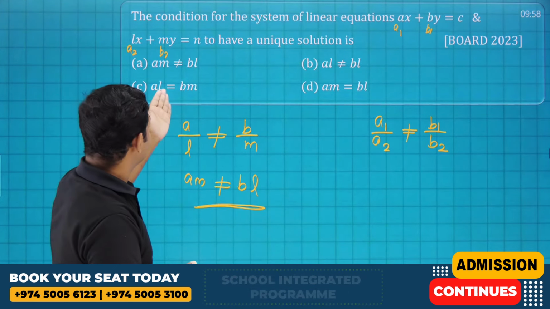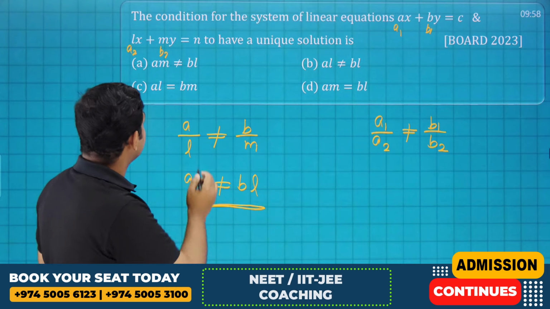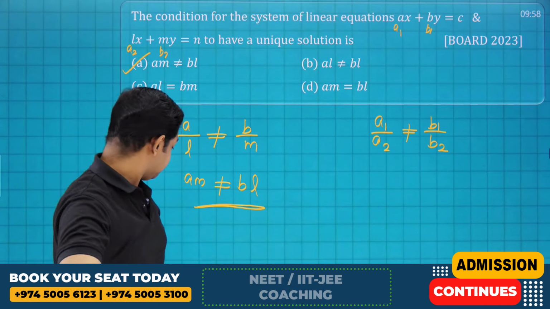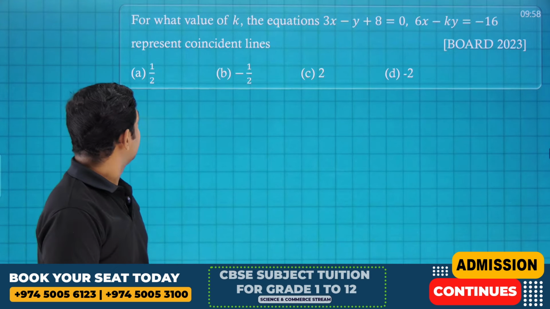This is the condition. So which option is the correct answer? am is not equal to bl. Option A is the correct answer. Okay, so the next question.